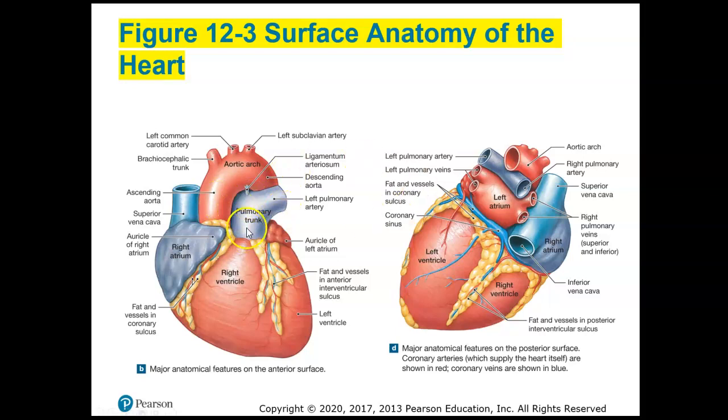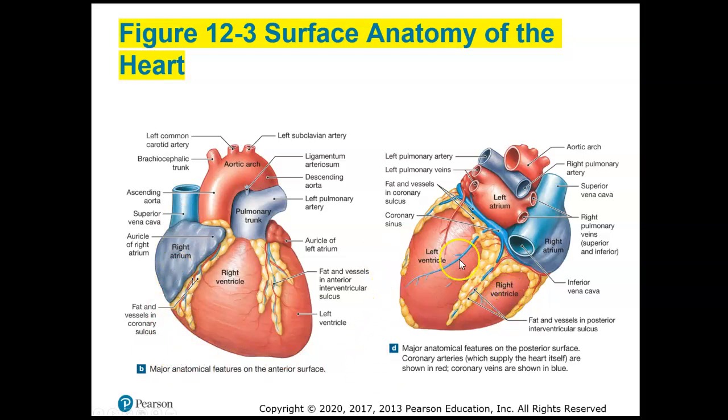The pulmonary trunk is the major artery that takes blood to the lungs, and it splits into the left and right pulmonary arteries. So the aorta carries blood from the heart to the systemic circuit, and the pulmonary trunk carries blood to the lungs. Now, the veins that bring blood back to the heart from the lungs are called pulmonary veins, and you can't see them in this view. But also the vena cava, and you can only see one of the vena cava. It's called the superior vena cava, but there's also an inferior vena cava.